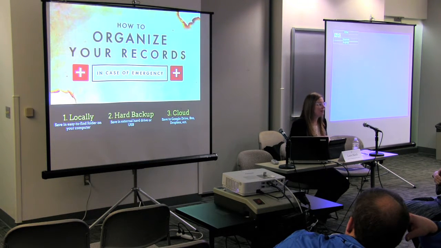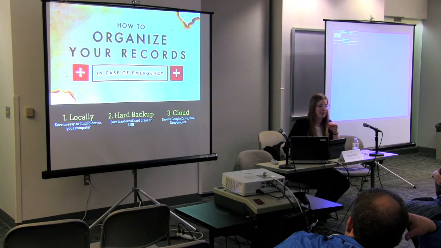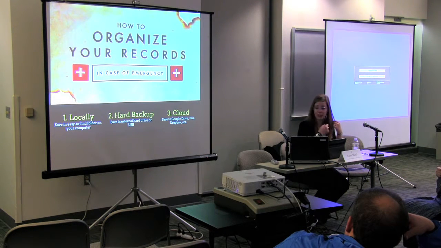There could also be a USB, I think there's a terabyte one now for like $20-30. Yeah, terabyte. I remember when I bought my first 5 gig one and it was like $70. And the third is the cloud, and that could be in a Google Drive, in your Box account, in your Dropbox, SkyDrive.